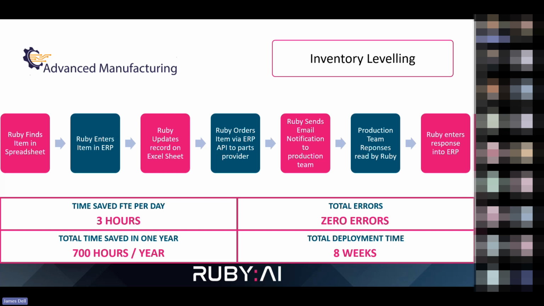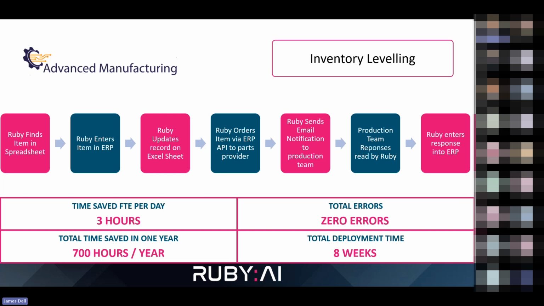If we then look at it from a different point of view, this is for one of our manufacturing companies, and this is an inventory leveling process that they have. So the first thing is Ruby is looking up a spreadsheet. They have lots of spreadsheets, this company. They really like their spreadsheets. They enter a lot of data in. So Ruby is finding items that have been entered into this spreadsheet. It's then taking those entries from the spreadsheet and putting them into their single central ERP system.